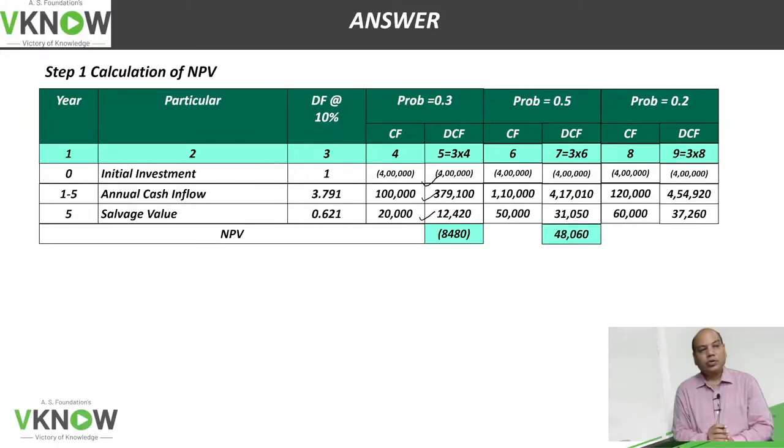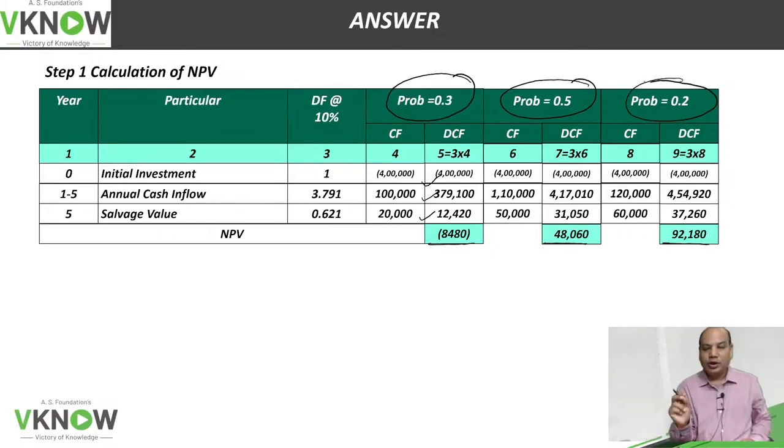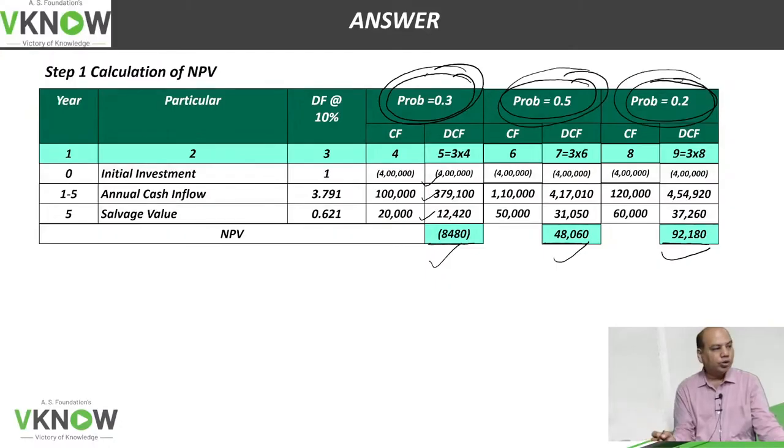Next answer please. 48060. And the last answer please. 92180. These are the three NPVs possible depending upon scenario 1, scenario 2 or scenario 3, whose probabilities are 0.3, 0.5 and 0.2. Now if they ask you what is the expected NPV of the project, this NPV multiply by 0.3 probability, this NPV 0.5 probability, this NPV 0.2 probability.